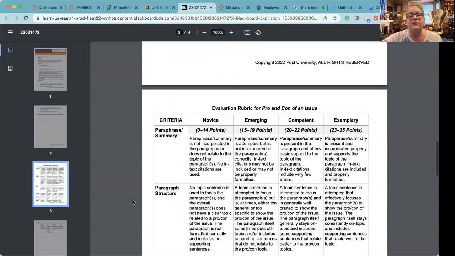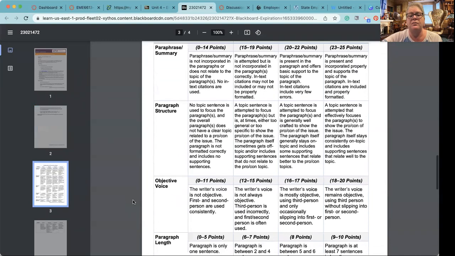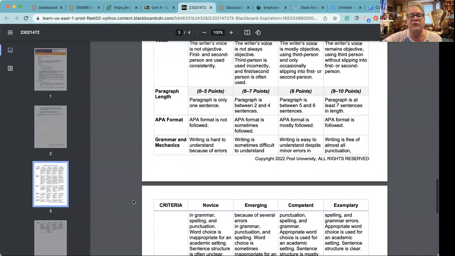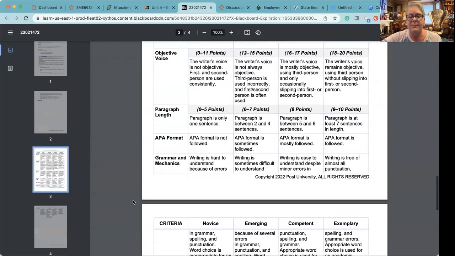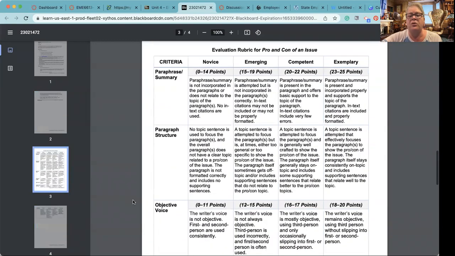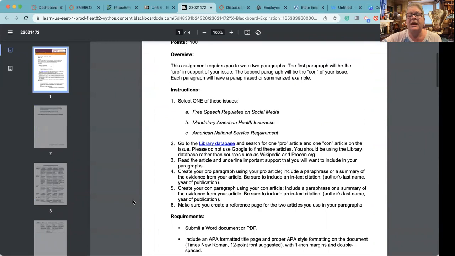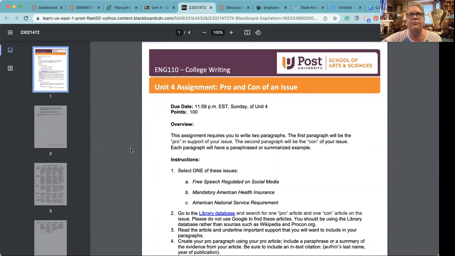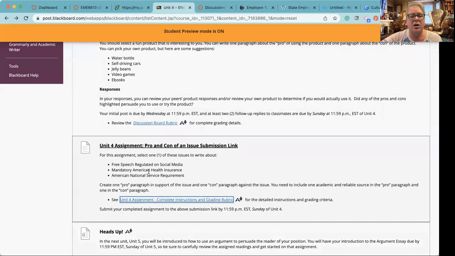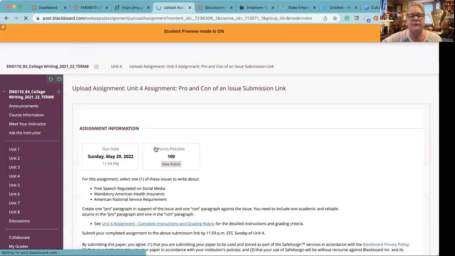The grades, of course, are based on the rubric. So make sure that you review the rubric carefully. And then once you get a grade back on it, you want to review not only the rubric, but my feedback. And I posted a video back a couple of weeks ago that walks you through how to find that feedback. Once you are ready to submit this, you will click on the link here.